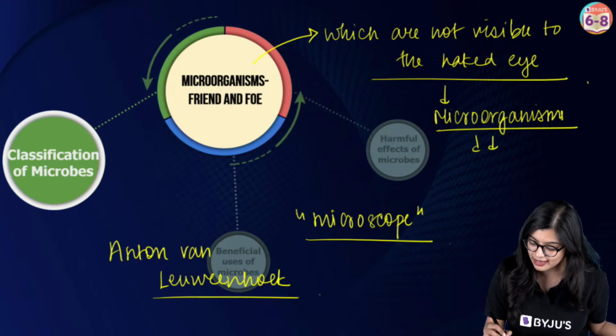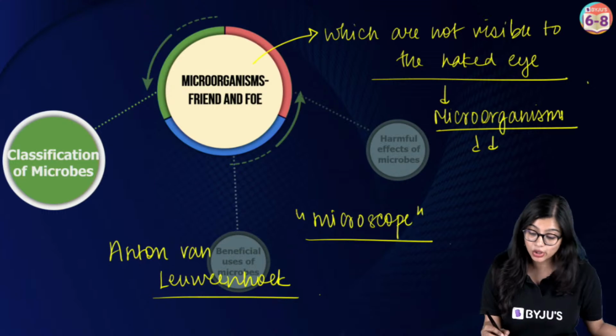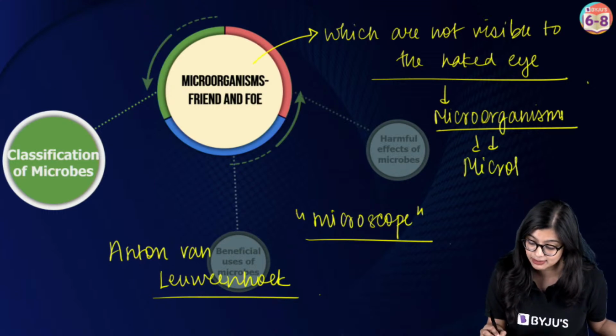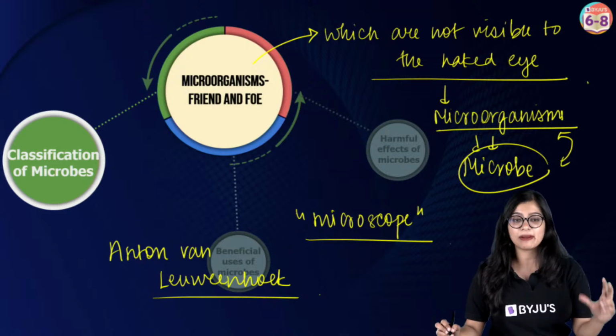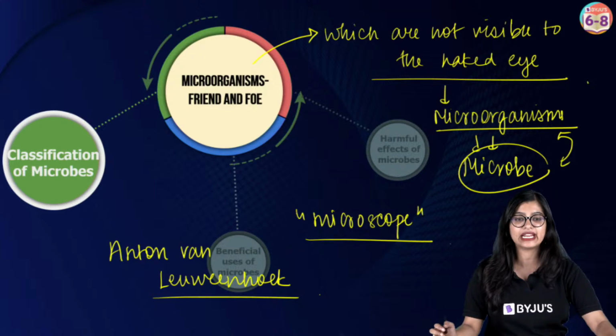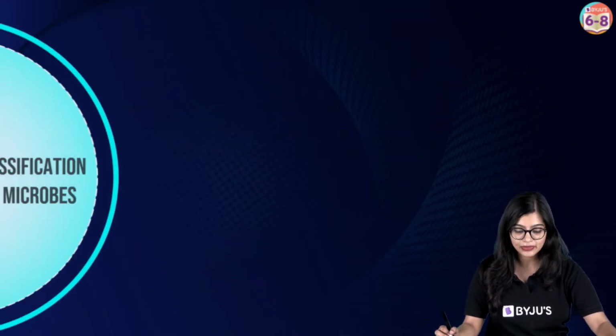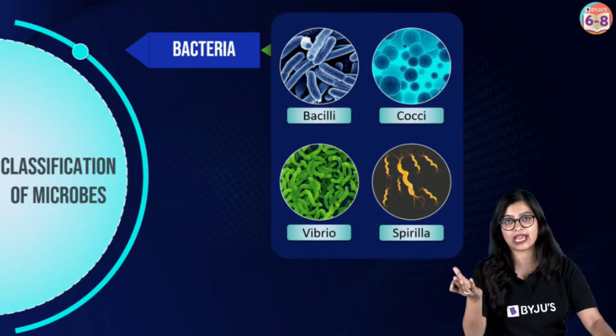Now, let me tell you, somebody has doubt. Ma'am, microorganism, microbe, everything is there. Is microbe and microorganism the same or is it different? Microbe and microorganisms are the same only, right? They are not very different. Interchangeably we use. Yes? So in this particular case, we see that there are various types of microorganisms, right?